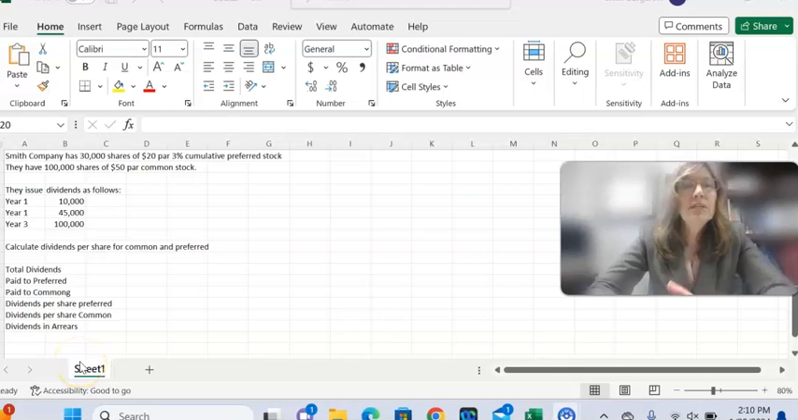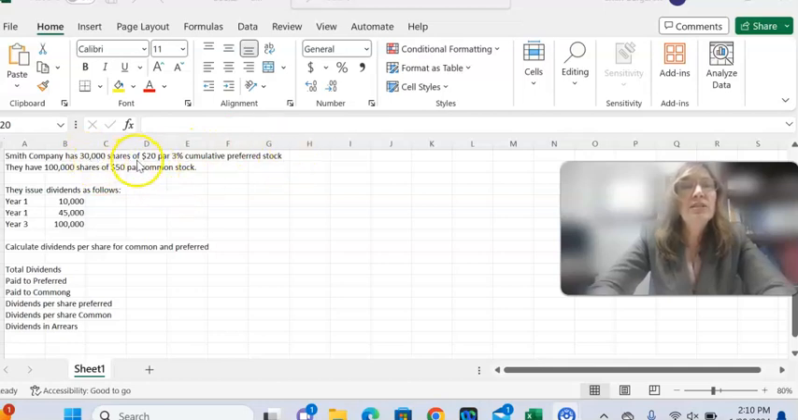Alright, this video is going to calculate dividends per share when we have cumulative preferred stock, which just means that our preferred stockholders will receive the dividends before the common stockholders. So the first thing that we have to do is calculate how much dividend we want to give to the preferred stockholders each year.